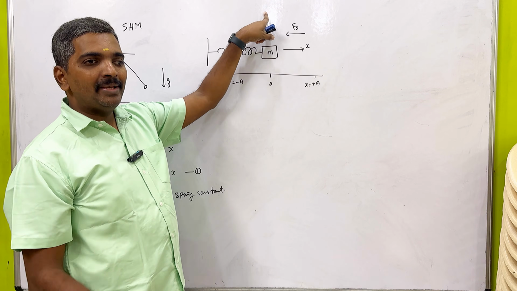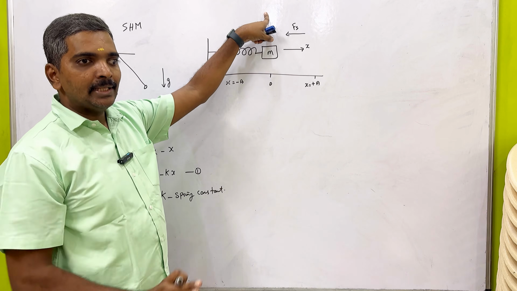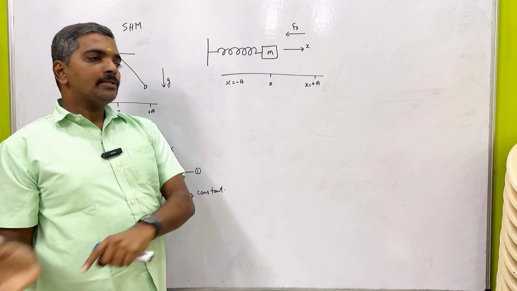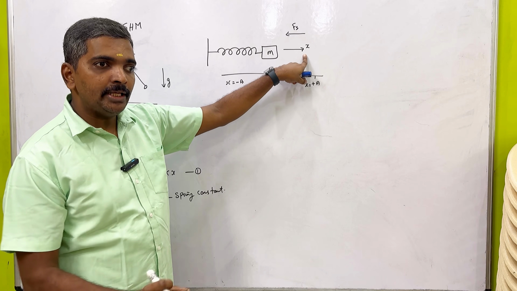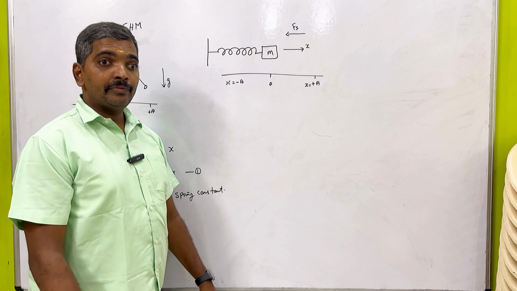The restoring force will be say 5 Newton. Example, the second case: I am going to take a copper spring. I am going to pull my spring for the same 5 centimeter. The restoring force will be same?